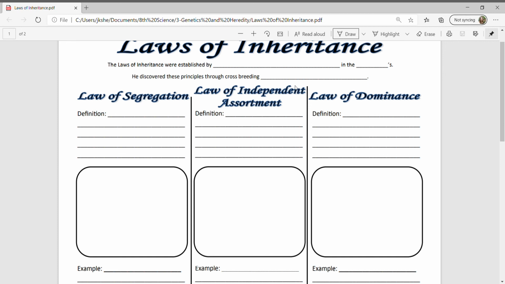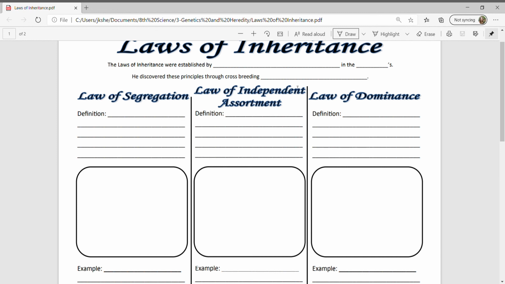Hey guys, so you should have just watched the video about the laws of inheritance, and you also should have filled out that chart that was talking about the definition, the picture example, and the wording example along with the definition. So what we're going to do is essentially do the same thing. We're just going to review it in this format just in case you want to write down some extra notes.